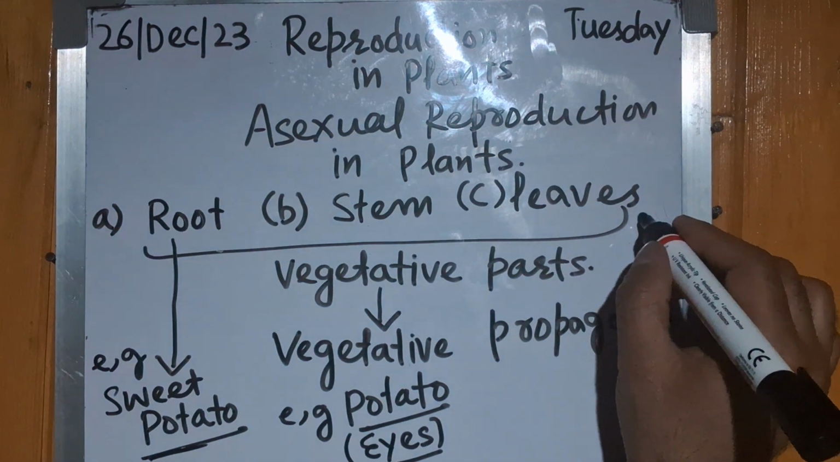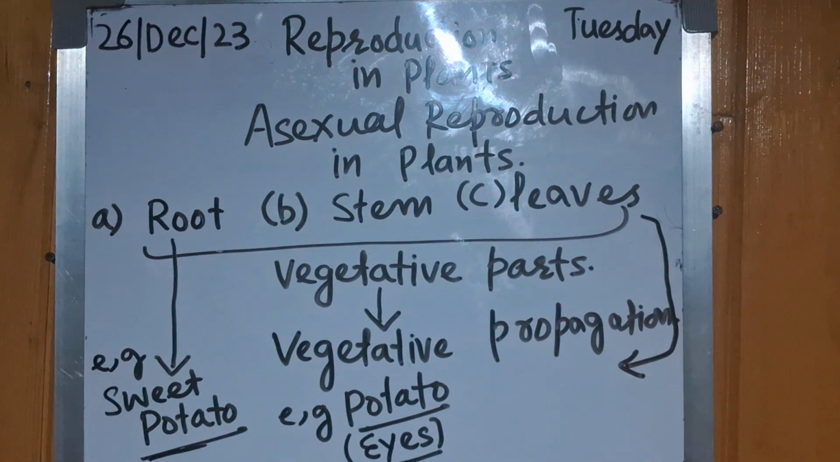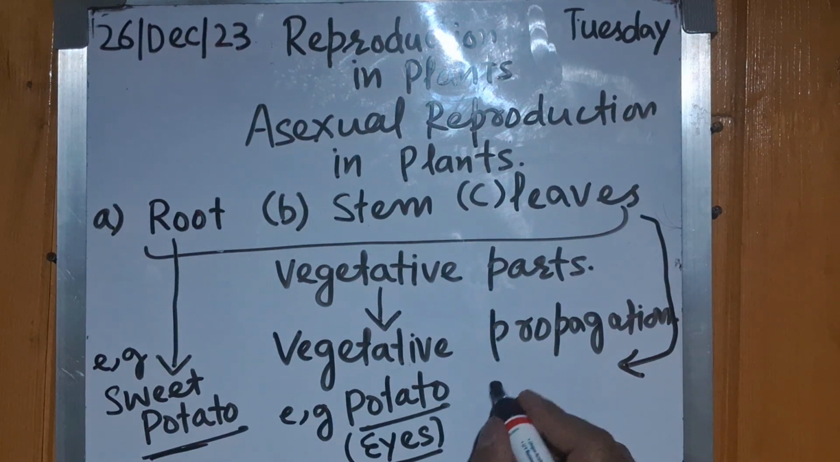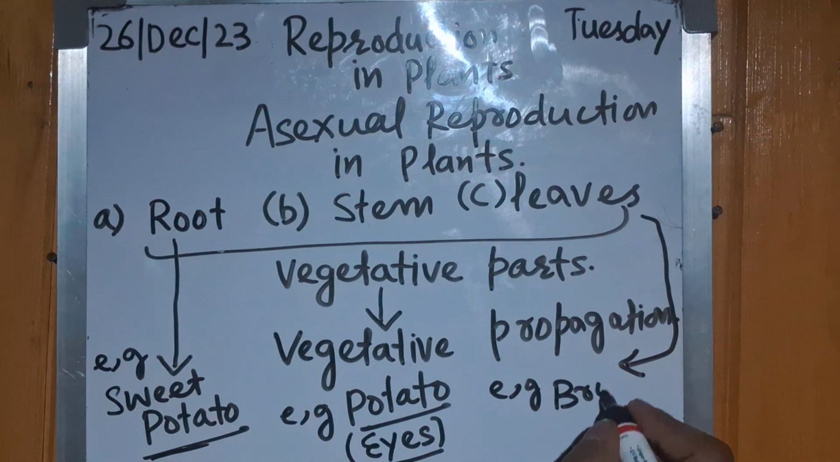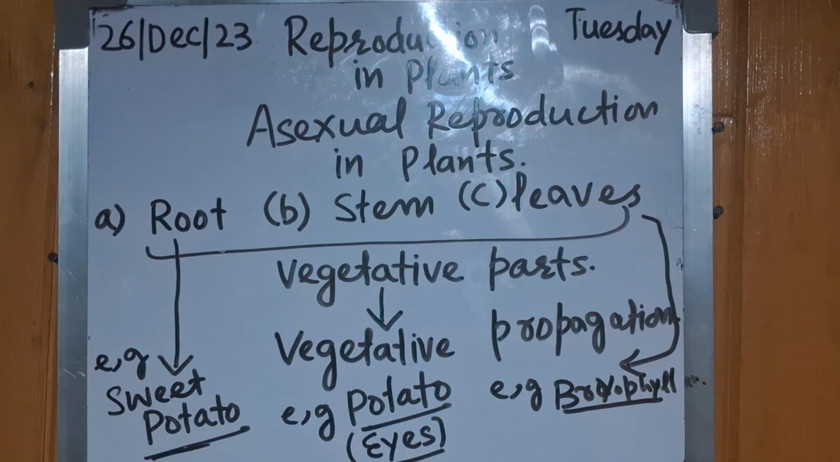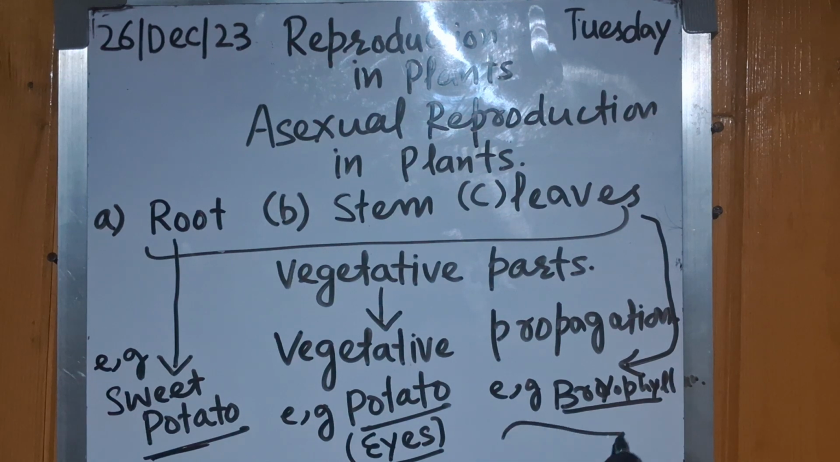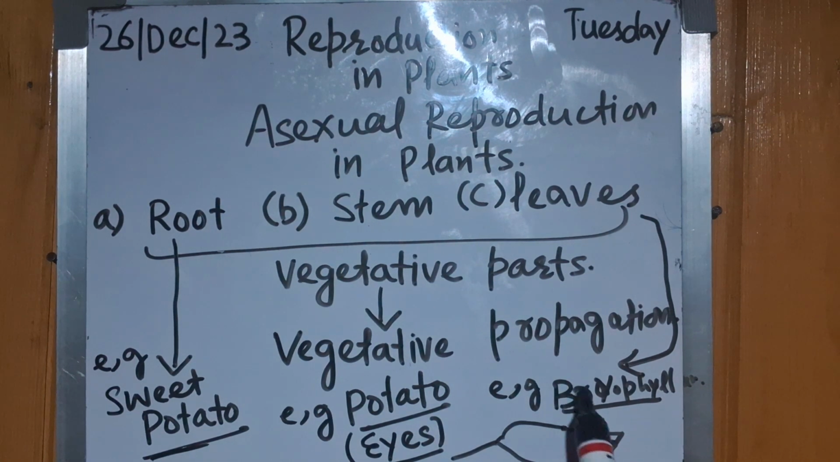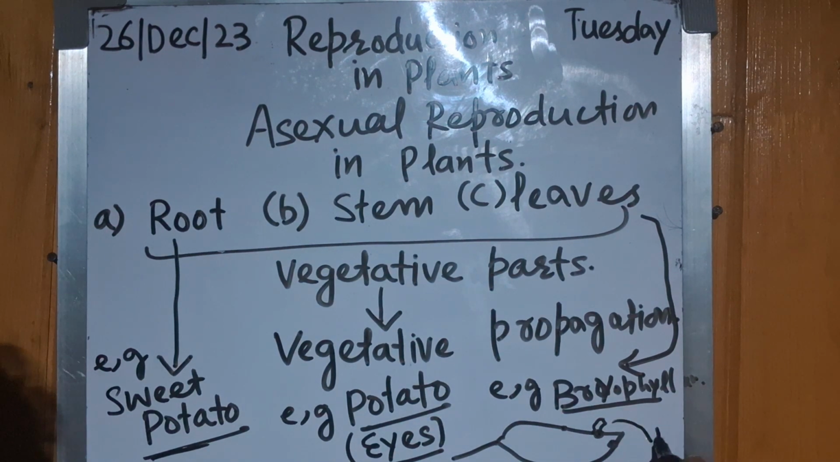Now we will study leaves, where leaves are involved for the production of new plants. Example is bryophyllum. In bryophyllum, small plantlets develop on the margins of leaves. Some plantlets develop on the margins, on the edges of the plant of bryophyllum, and then these get detached into the soil and develop into new bryophyllum plants.